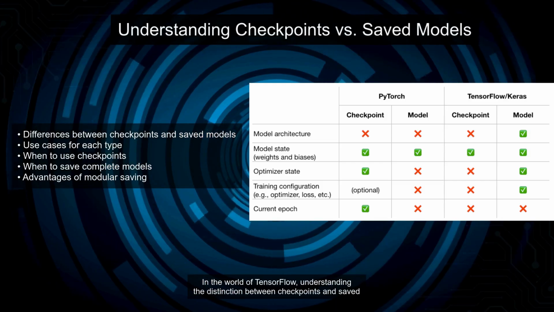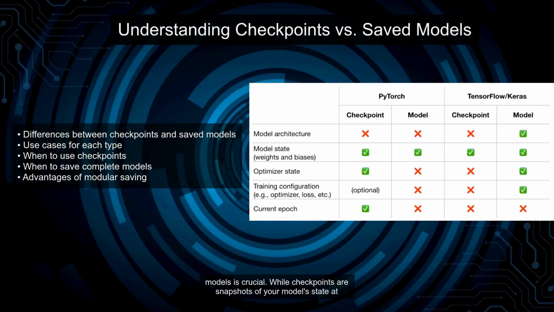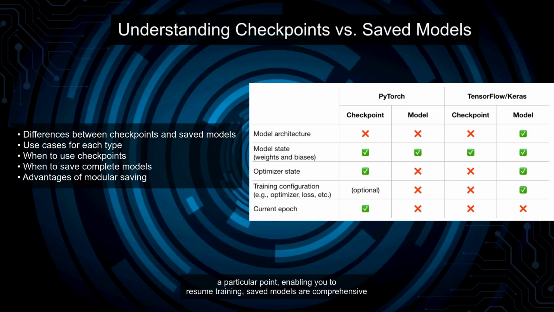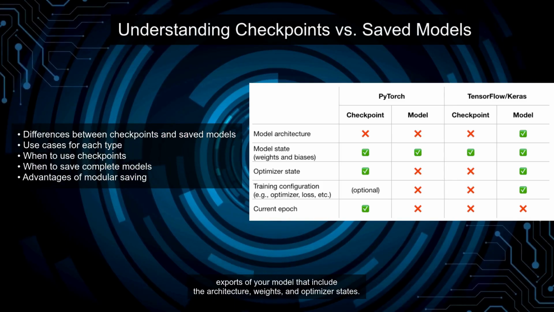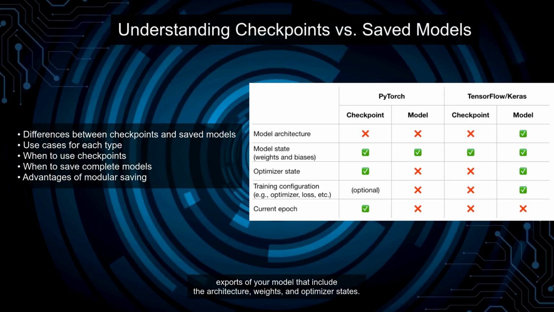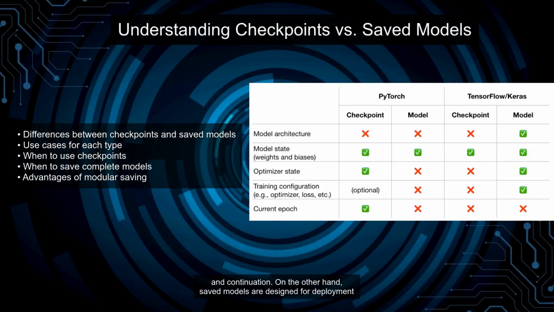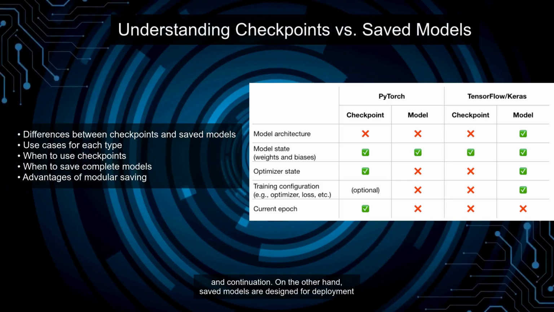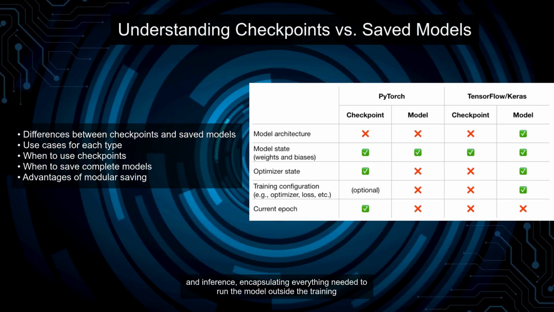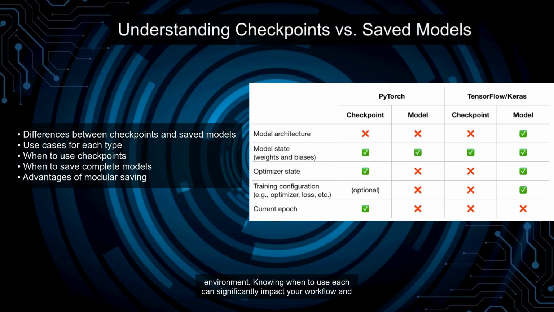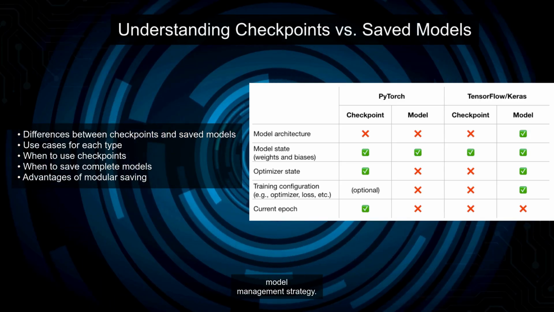In the world of TensorFlow, understanding the distinction between checkpoints and saved models is crucial. While checkpoints are snapshots of your model's state at a particular point, enabling you to resume training, saved models are comprehensive exports of your model that include the architecture, weights, and optimizer states. Checkpoints are primarily used during the training phase, allowing for efficient recovery and continuation. On the other hand, saved models are designed for deployment and inference, encapsulating everything needed to run the model outside the training environment. Knowing when to use each can significantly impact your workflow and model management strategy.